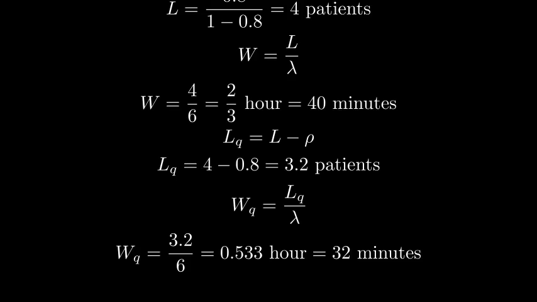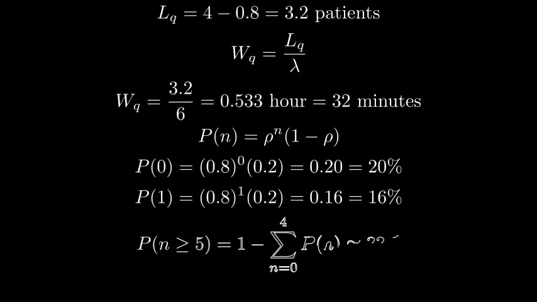For an M/M/1 queue, we can calculate the probability of having n patients in the system. P of n equals rho to the n power times 1 minus rho. For example, the probability of having no patients is 20%, 1 patient is 16%, and 5 or more patients is about 33%. What if we add a second nurse?